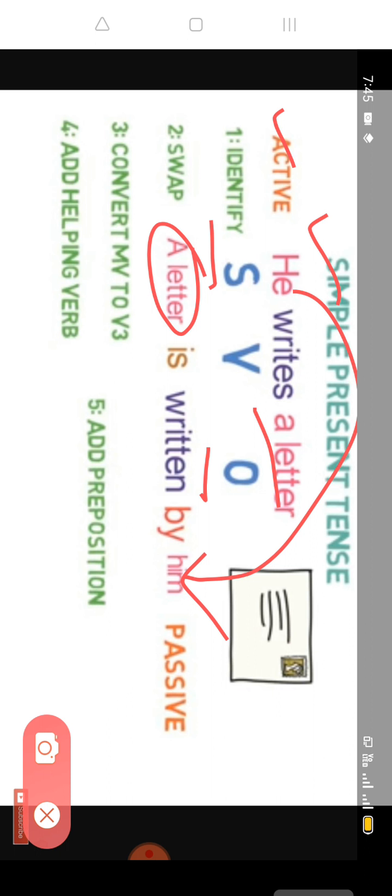Then the third form of the verb would be written, I have mentioned here, and at last we need to put the helping verb. And I told you that if the tense would be simple present tense, then we will take the helping verb of present continuous tense. We can say there would be is written, or we can say writes is changed into is written. Okay, so first of all, we need to convert the main verb into third form, add helping verb, and add the preposition by. The preposition is here by.